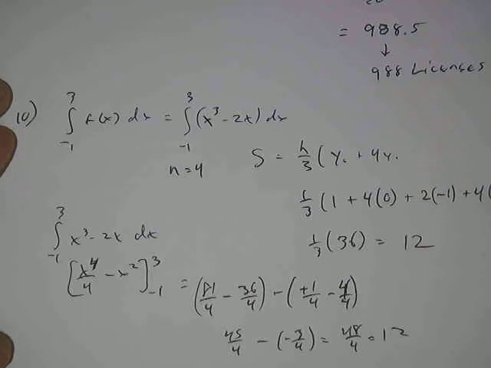So what did we just find here? What happened? Well, they're equal. The Simpson's rule approximation gave us the exact area, didn't it?